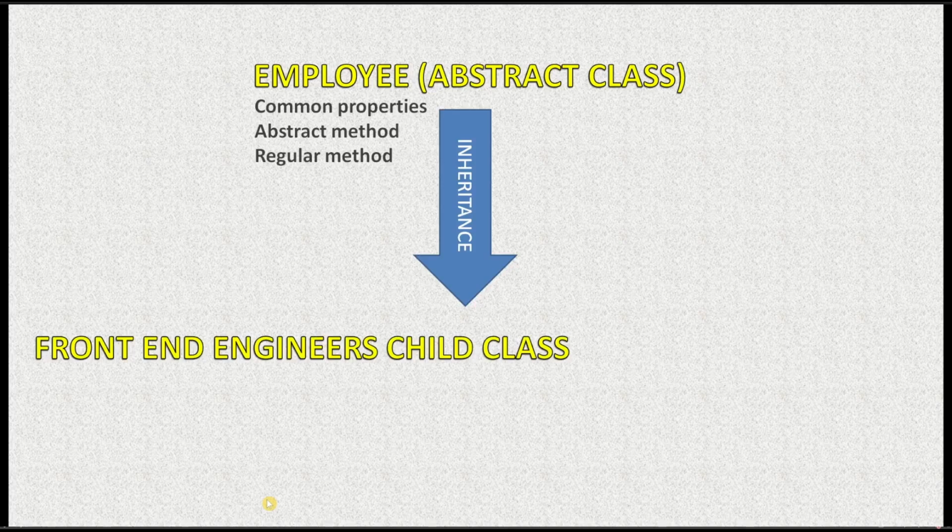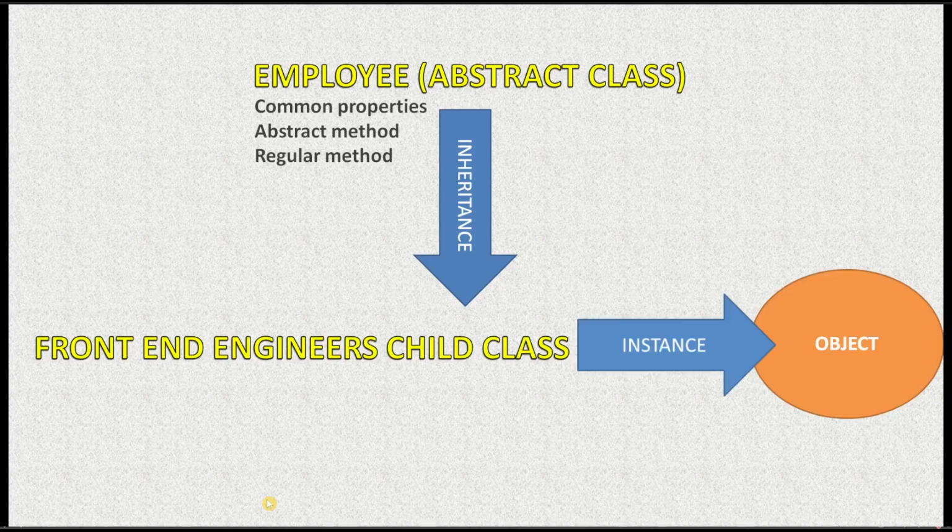Our abstract class employee defines some common properties like first name, last name, and start date. It also includes an abstract method. It's like a contract that any child class must fulfill. It also includes a regular method. Since we cannot directly use the employee abstract class, we will create a front-end engineers class, which will be our child class. Then we will instantiate the front-end engineers class and create an object. Let's see how we would implement this in code.